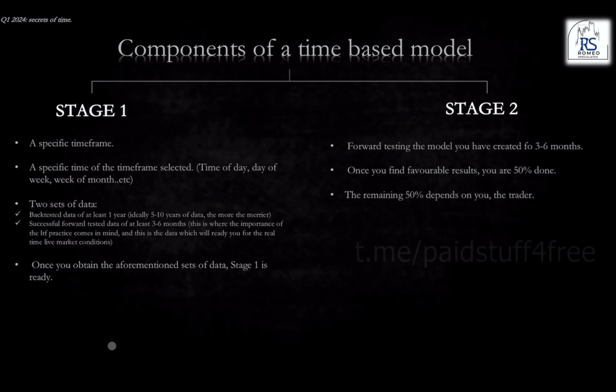And you move on to stage 2, which is forward testing the model you have for 3 to 6 months. And once you find favorable results, you are 50% done. This should be 49, because the remaining 51% depends on you, the trader.